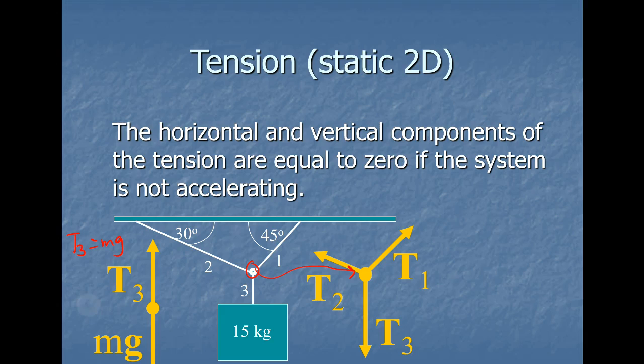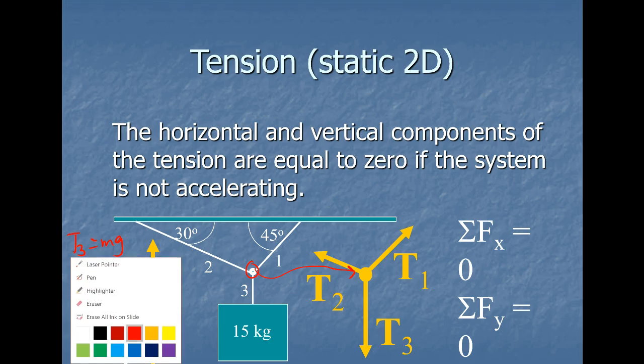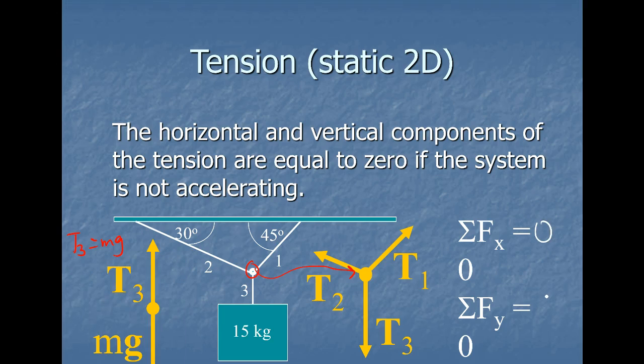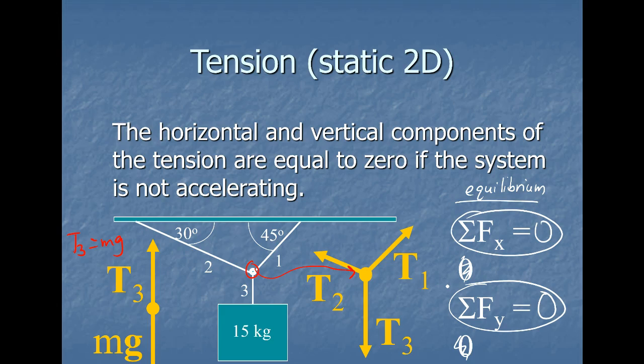Okay, but we can also write that the sum of the x forces is equal to 0, and also that the sum of the y forces is equal to 0. And I apologize, I got cut off a little bit, but maybe if I write it here, it'll make you feel better. Okay, so these are the conditions of equilibrium. Namely, that the net force is 0 in the x and y direction.